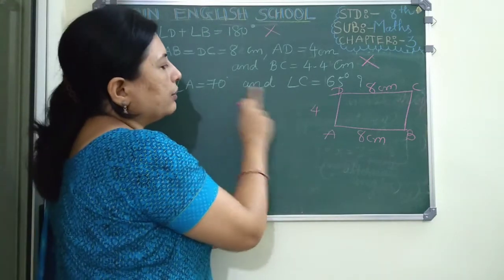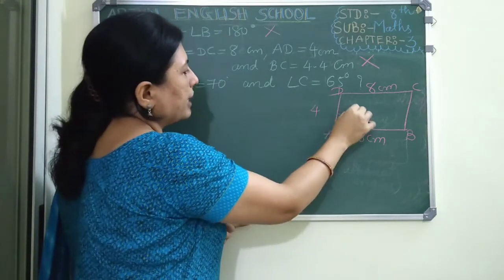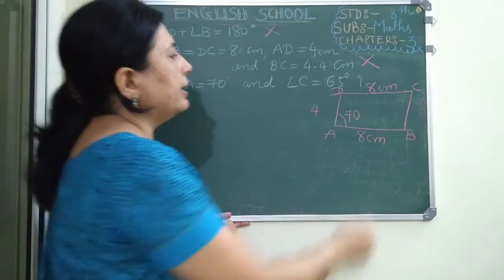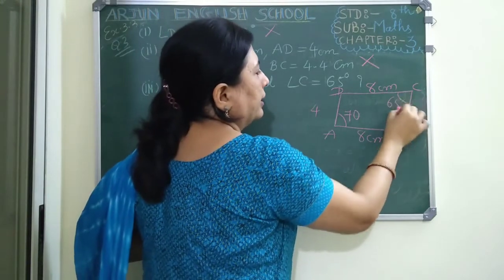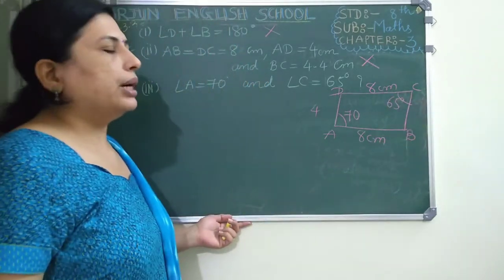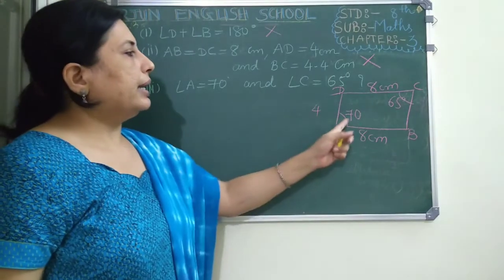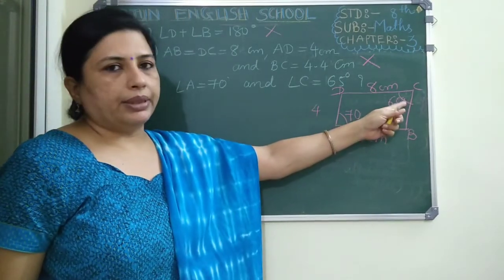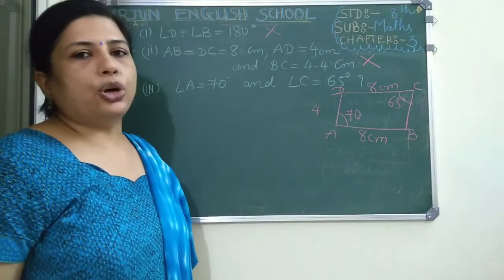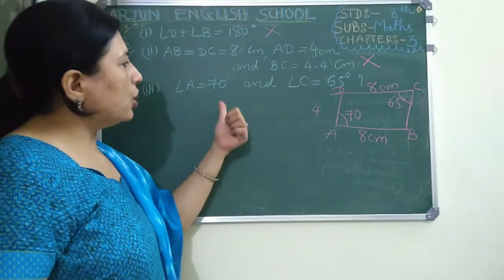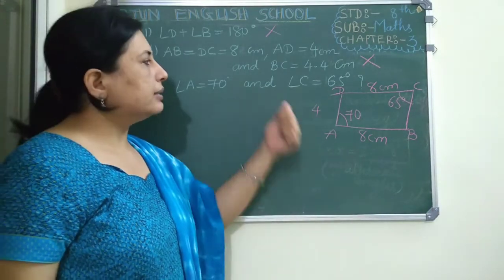Angle A is equal to 70. This angle is 70 and angle C is 65. But according to the property, angle A is equal to angle C. That is not satisfied here. So we are not able to draw any parallelogram with these measures.